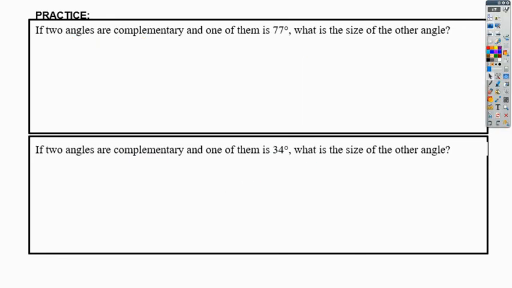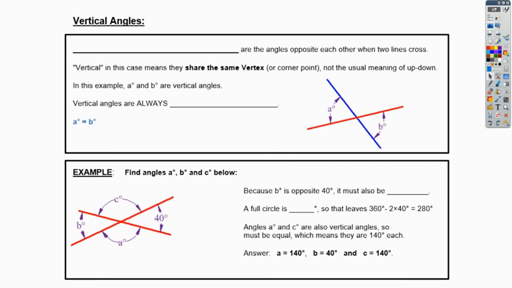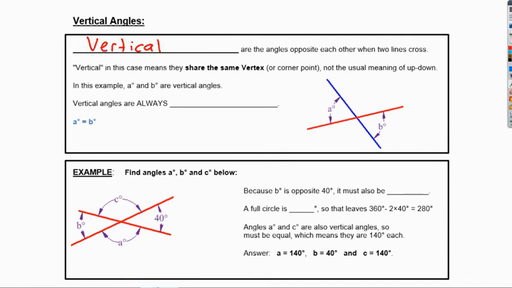All right, the last one we're going to look at is my personal favorite, vertical angles. Vertical angles are angles that are opposite of each other when two lines cross or two lines intersect. And what happens is they end up sharing a point.